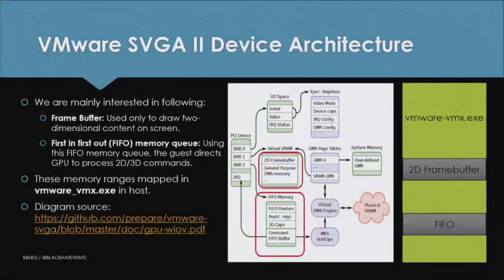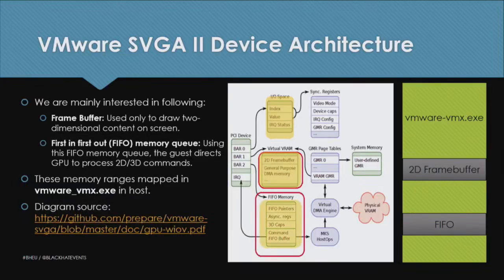So this is a very high-level overview of the VMware SVGA2 device. As you can see, the PCI device can communicate with the host in three ways. The first one is the I/O port. This is a simple in and out instruction that is executed to send some stuff to the host. The next one is the 2D frame buffer. The 2D frame buffer is quite simple. The pixels to be rendered have to be written in this 2D frame buffer, and they will be rendered accordingly.